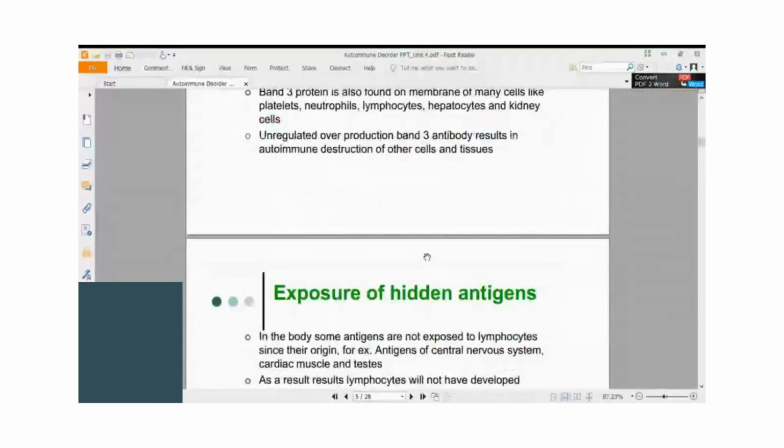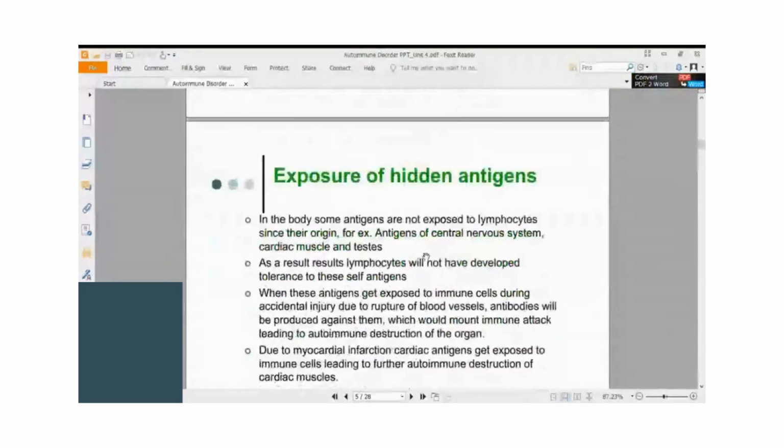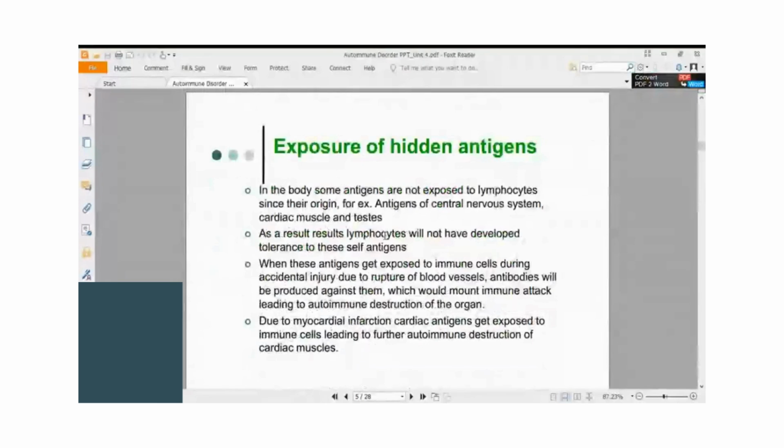Then we will move to another mechanism which may initiate autoimmune response, that is exposure of hidden antigens. I told you there are some organs in our body and some cells in our body which express antigens, and those antigens have not been exposed to the lymphocytes because they are in a place where the lymphocytes will not be reaching.